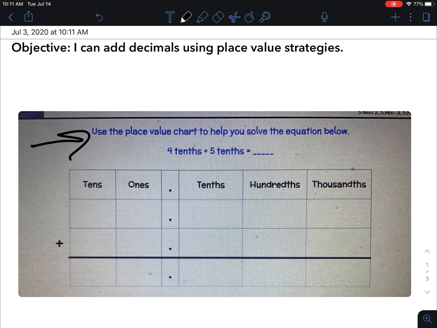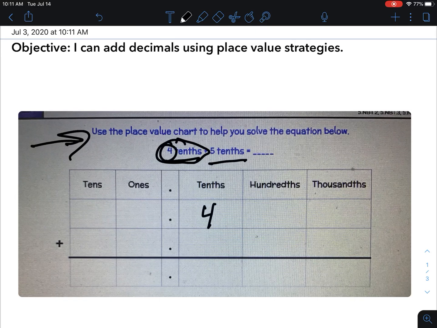It says use the place value chart to help you solve the equation below. And again, using the place value chart is an option. If you can line up your decimals by the decimal point, you shouldn't have a problem, but it never hurts to use a place value chart. So the big thing here is you have numbers that are not in standard form. So you just want to use the place value chart to help you put them in standard form before you add. So you have 4/10.